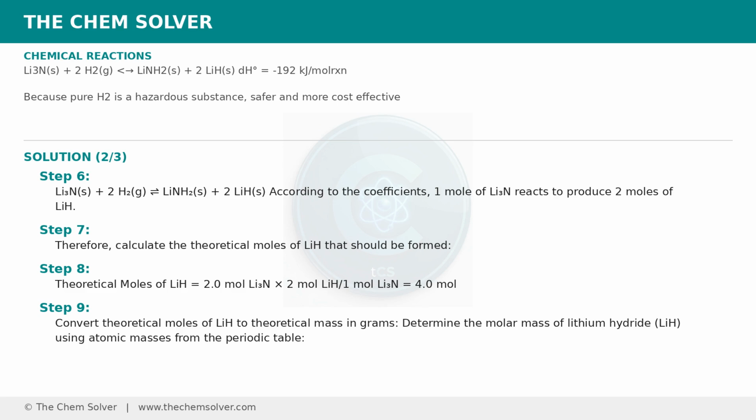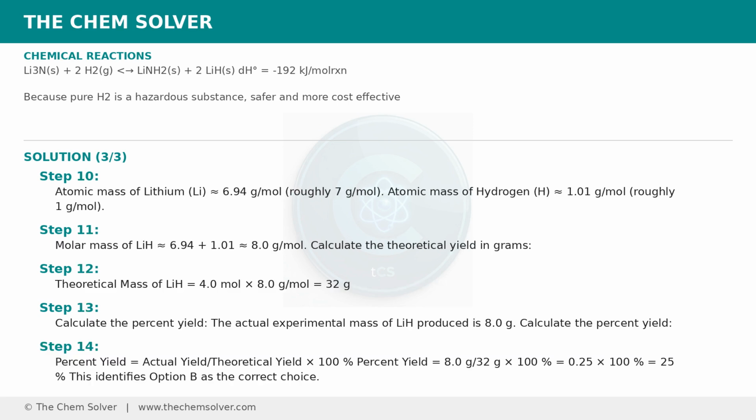Convert theoretical moles of LiH to theoretical mass in grams. Determine the molar mass of lithium hydride, LiH, using atomic masses from the periodic table. Atomic mass of lithium, Li, approximately 6.94 grams per mole, roughly 7 grams per mole. Atomic mass of hydrogen, H, approximately 1.01 grams per mole, roughly 1 gram per mole. Molar mass of LiH approximately 6.94 plus 1.01, approximately 8.0 grams per mole.